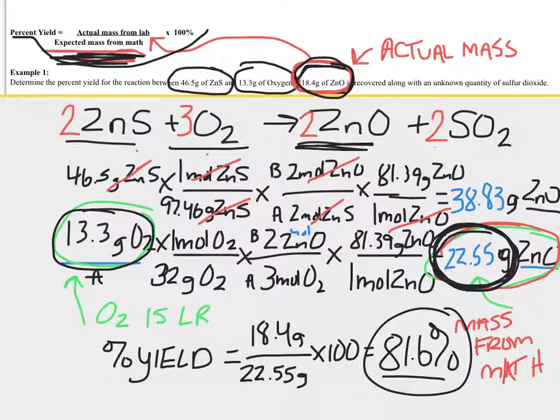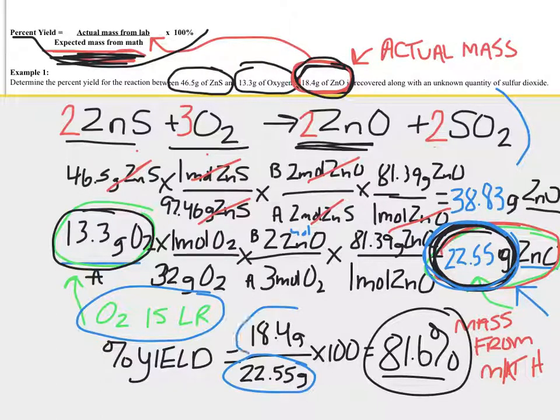Hopefully that shed some light on things for you guys. Of course, you had to first balance your equation. Then you had to find the limiting reactant. Once you did that, that allowed you to predict the final product from the math, and you compared that final product from the math to what you actually got in the lab. And when you take actual divided by the mathematical estimate, you end up getting your percent yield, which is basically like a grade. How well did your experiment go?